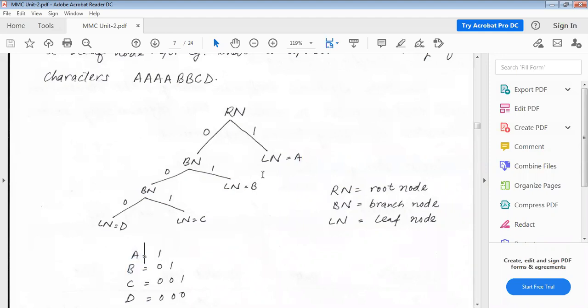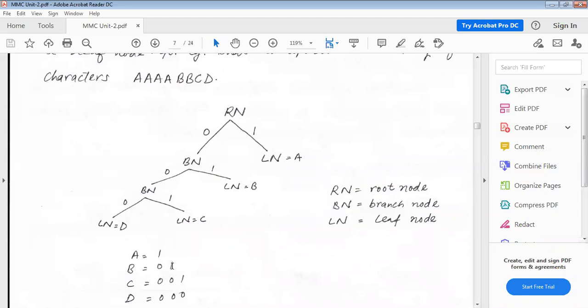Next, we have B. For B, what will I do? Again, I will go from the top to the bottom, that means root node to the leaf node. From the root node we have 0 here, and then I will go to the leaf node, so 1 here. So I will write 0 and 1 from the root node to the leaf node. That is why B is coded as 0, 1.